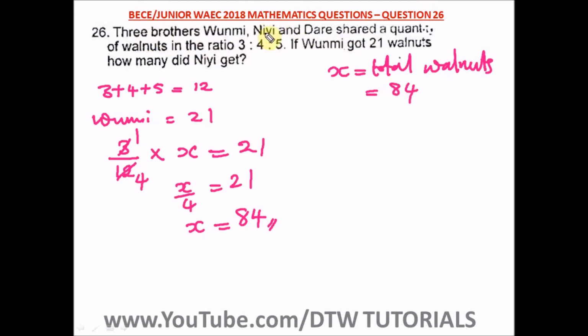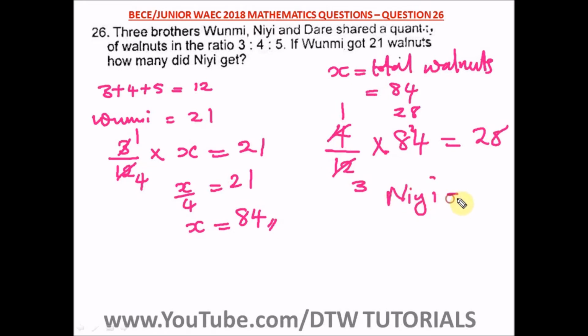So it is now easy for us to get how many walnuts Niyi got, because that's what the question asks. Niyi's ratio is 4, so we have 4 divided by 12 times the total walnuts, which is 84. 4 can go here 1, and 4 in 12 goes 3 times. Can 3 go in 84? Yes. 3 in 8 goes 2 times, that's 6, remainder 2, and 3 in 24 gives us 8. So we have 28. Niyi got 28 walnuts. From our question papers, the options were missing, but this is the answer: Niyi got 28 walnuts.